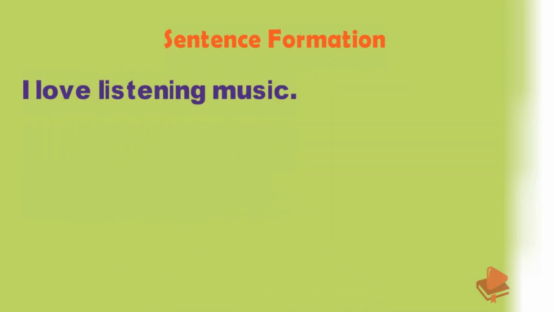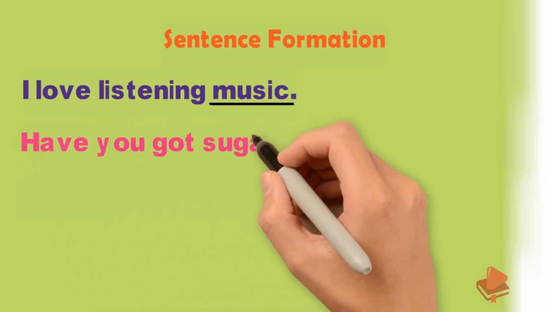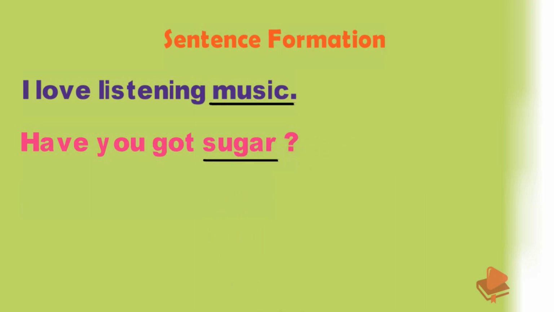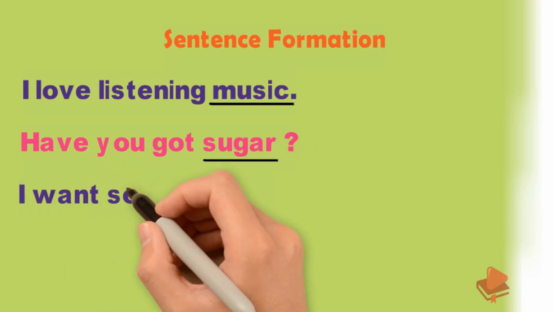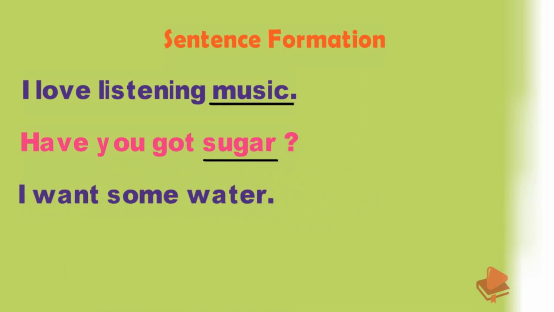Let's see the sentence formation. I love listening to music. So music is uncountable. You cannot count it. Have you got sugar? So sugar again you cannot count it. And finally, I want some water. So water is uncountable. So these are the examples of uncountable noun.